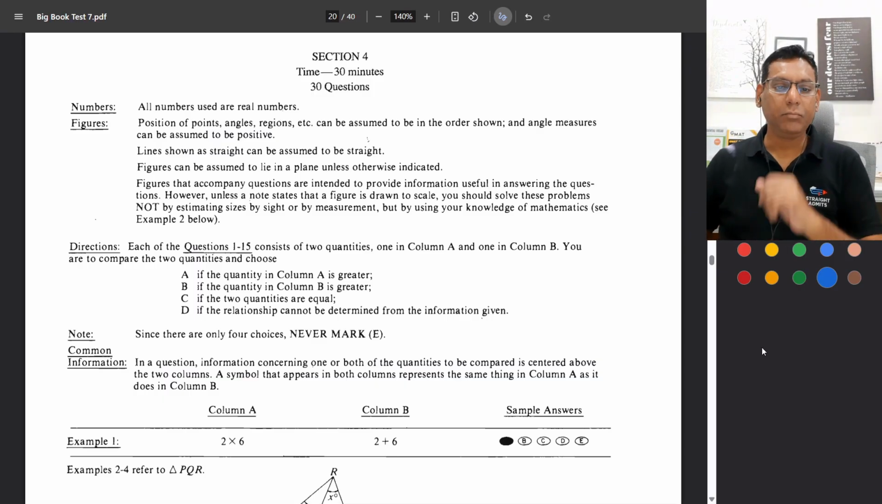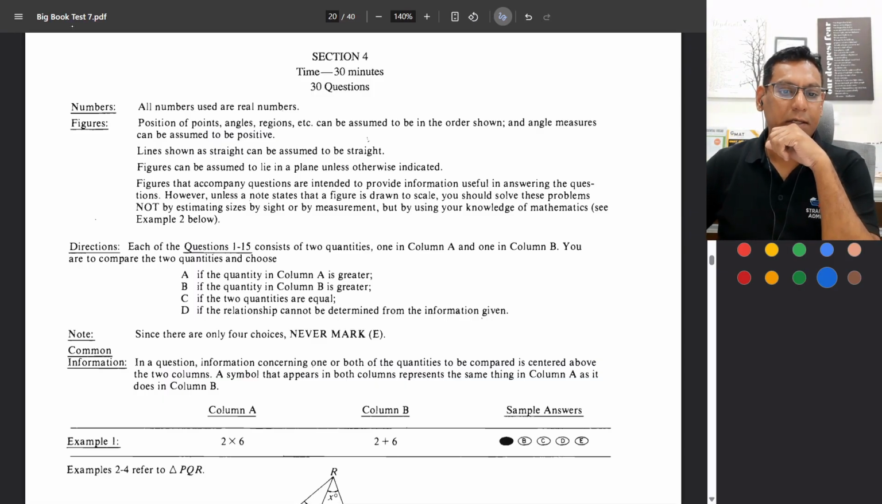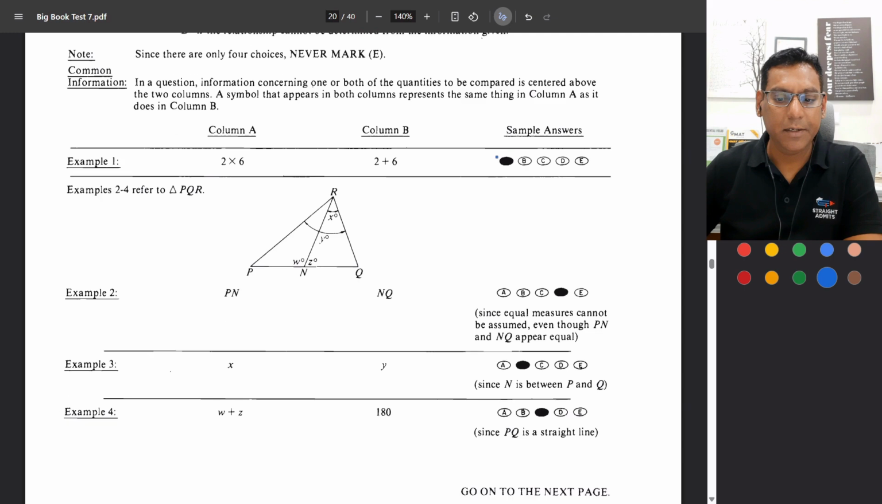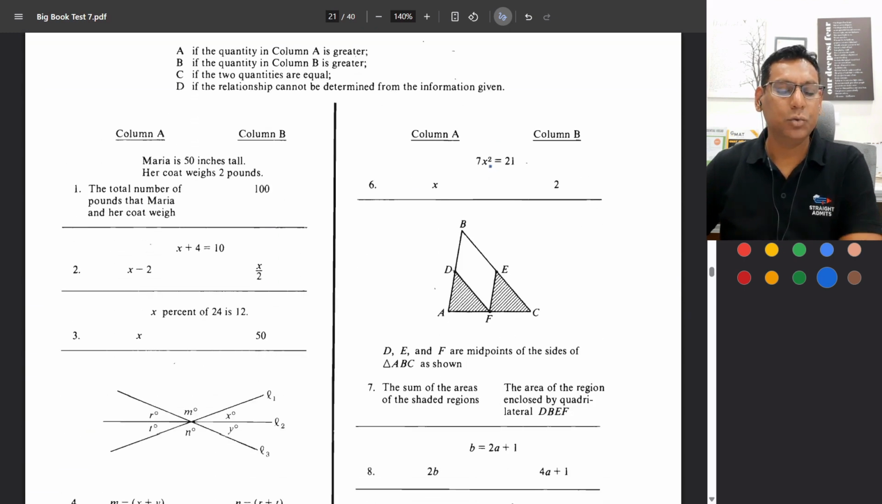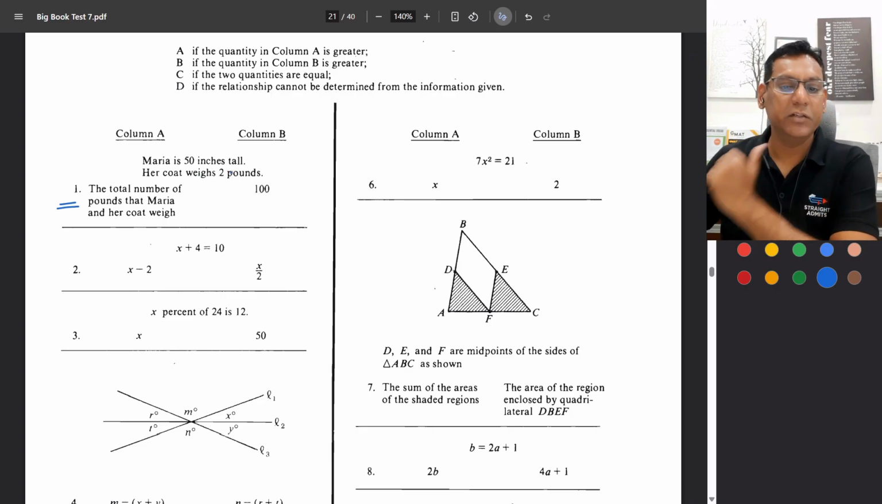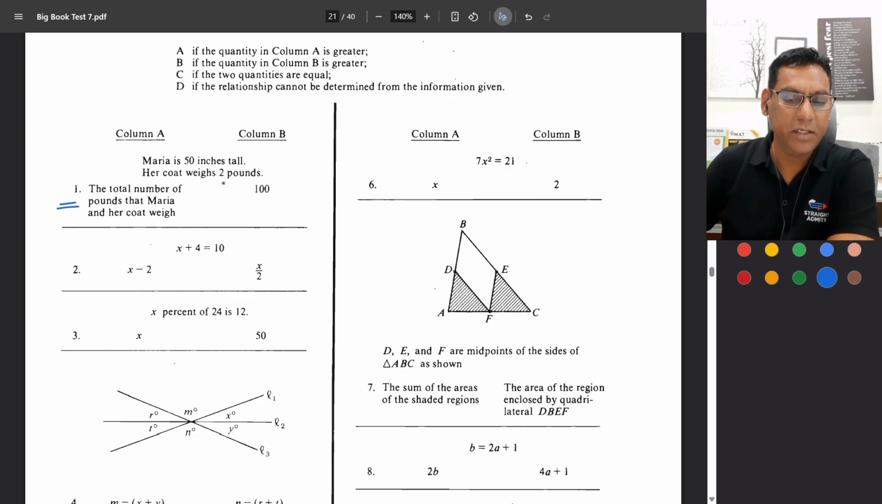Okay, so this is test 7, section 4, 30 minutes, 30 questions. Pretty standard. Let's go through the questions on the first page. Question number 1. Maria is 50 inches tall. Her coat weighs 2 pounds. Okay, so some height is given, some weight is given. Is there anything I can do here? I don't know. This is height, this is weight.